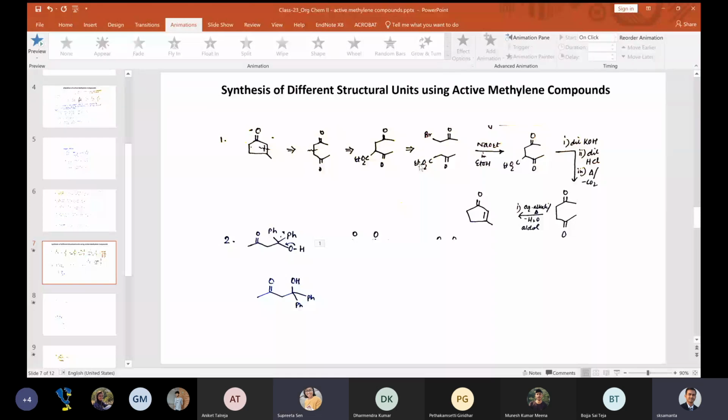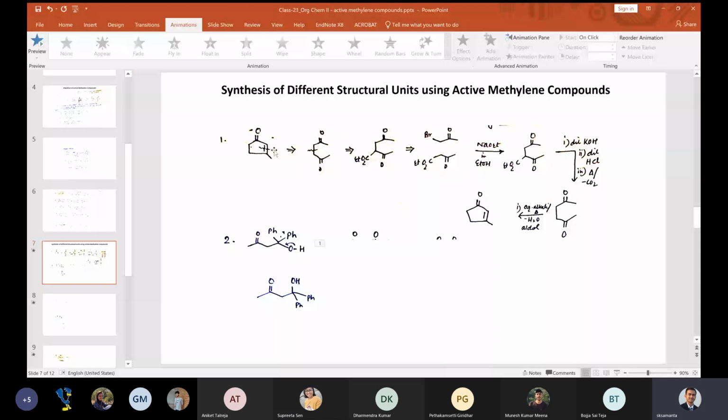So basically your starting material is ethyl acetoacetate. Correct? That is an active methylene compound to start with. And at the final step, we are using aldol condensation. Correct? Okay, good.